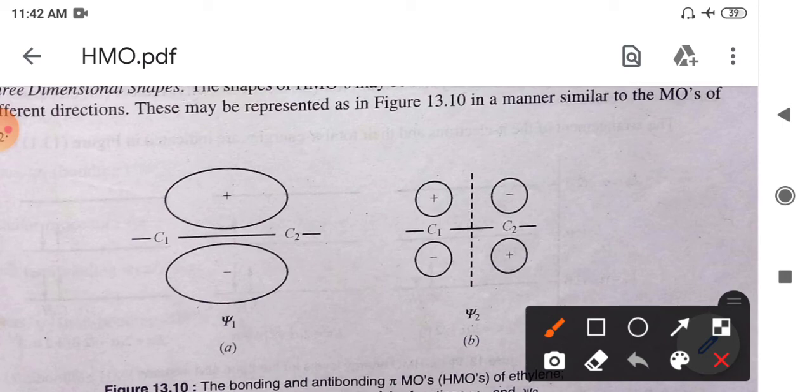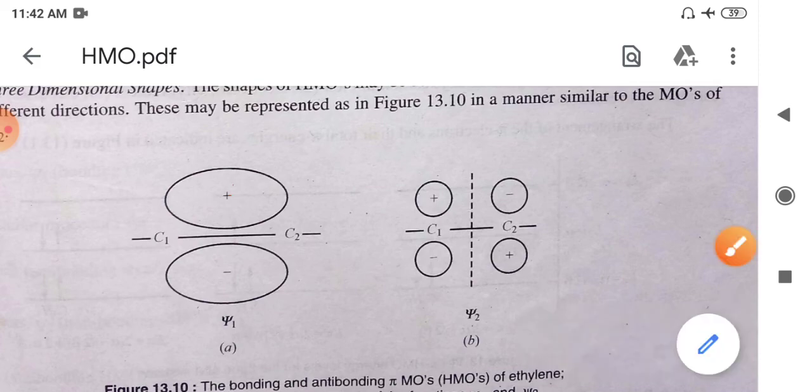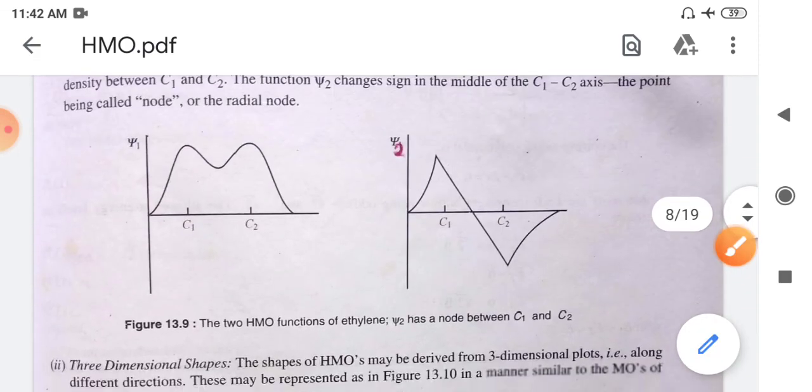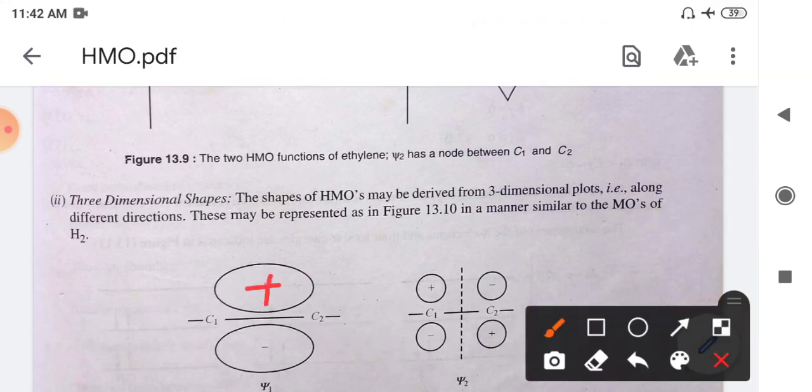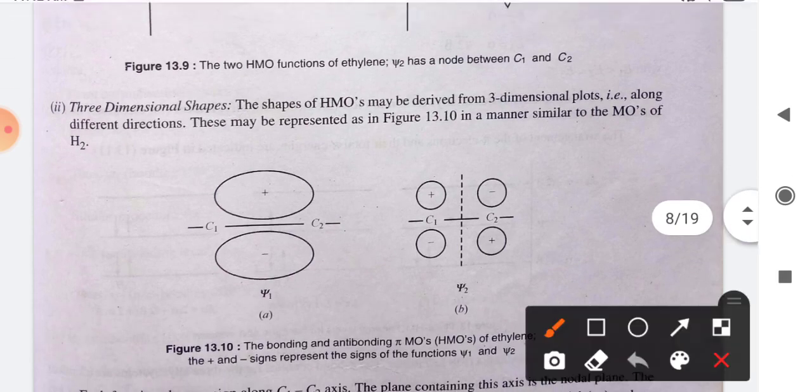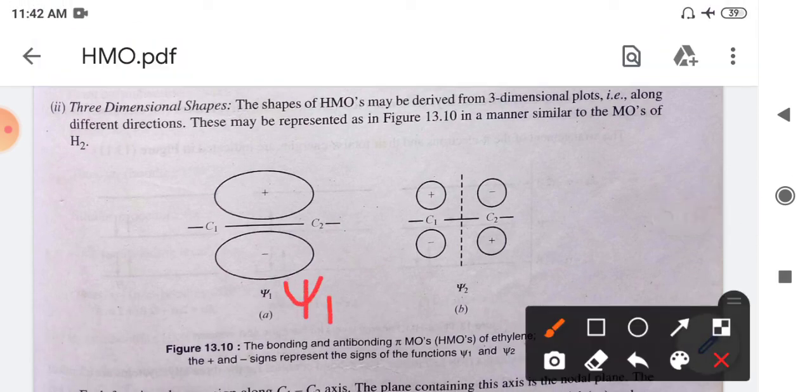Okay. So for psi 1, we get the maximum wave function or maximum probability at one point only, and zero probability at another point. So this orbital, psi 1, is also called a gerade orbital.